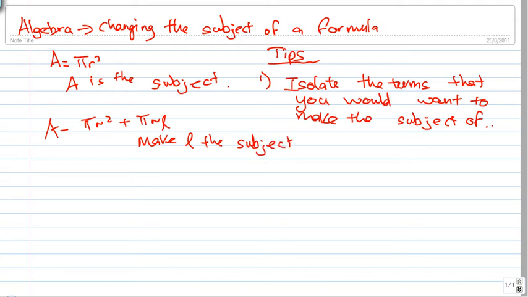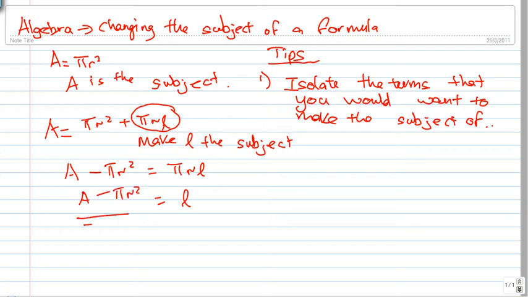We have to isolate the term that has got L, and the only term that has got an L is this term. So, sorry, this should have been an equal sign. A minus pi r squared is equals to pi r L. Agreed? So your L is equals to A minus pi r squared over pi r. These are just some tips to changing the subject of a formula. Let's try one more example.